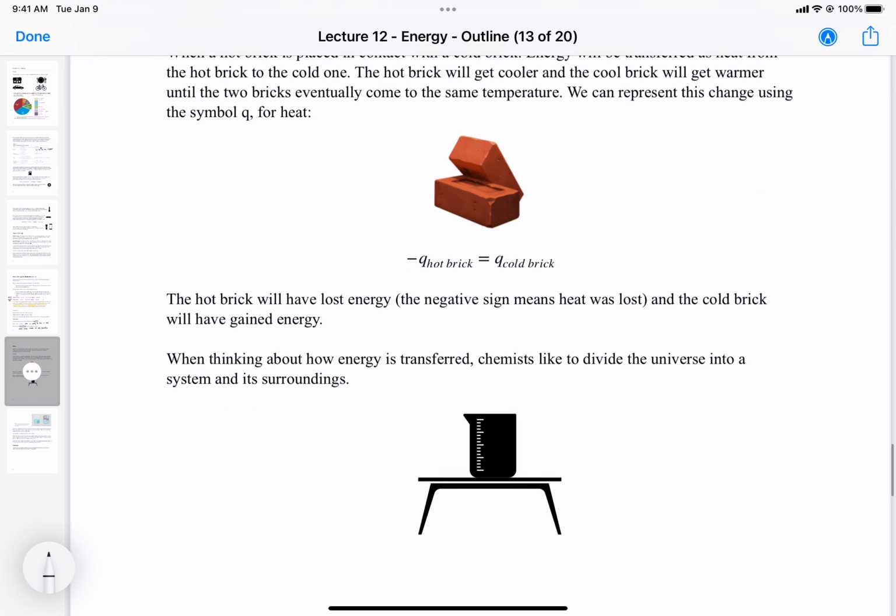Okay. So when we think about how energy is transferred, we like to divide the universe into the system and the surroundings. Because remember the first law of thermodynamics: energy in the universe is conserved, or constant. It's never changing. It's just being transferred to different forms of energy, right? So here we say the system I am interested in is this beaker. So whatever is in the beaker, I'm interested in its energy.